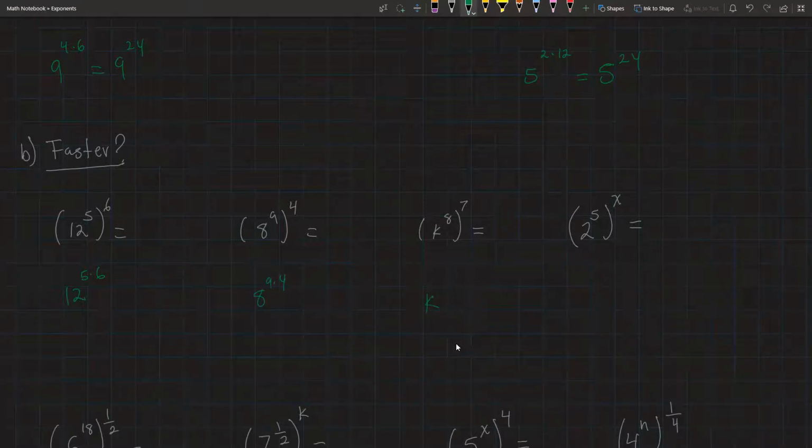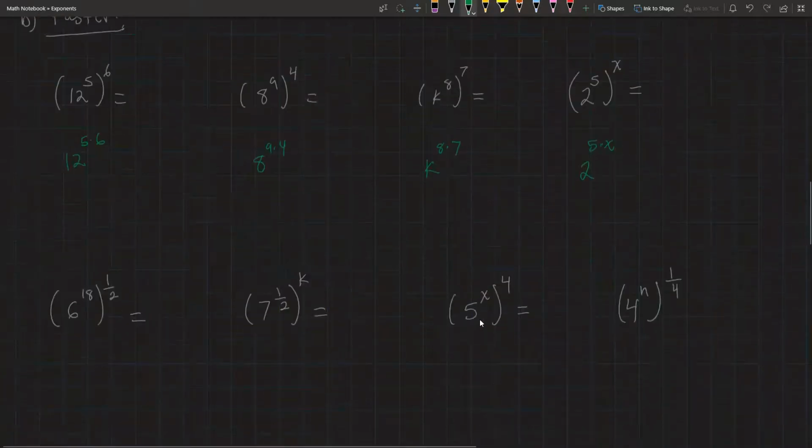This one would be k to the 8 times 7, which is 56. And this one would be 2 to the 5 times x. We don't know the value of x, so I'm just going to write it as 5 times x. If you simplify this to k to the 56, that's all right. But that's why I wrote it like this, so that sometimes we're not able to simplify it and we can think the same way as before.